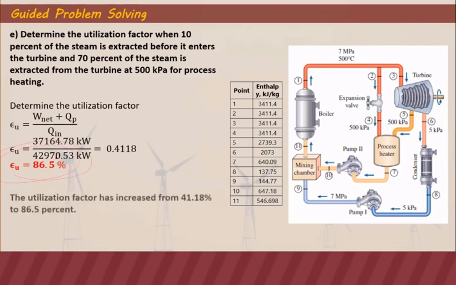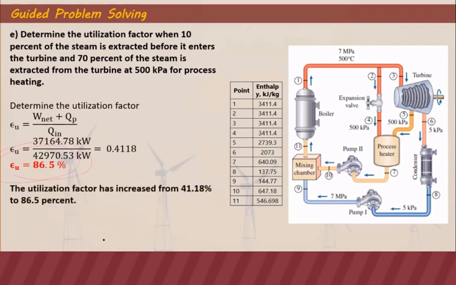So as you can see, the utilization factor has increased from 41.18% when we don't use the process heater to 86.5% when we use the process heater. So meaning we utilize 87% of the energy instead of rejecting that energy as waste heat. So that is how we analyze a cogeneration cycle.